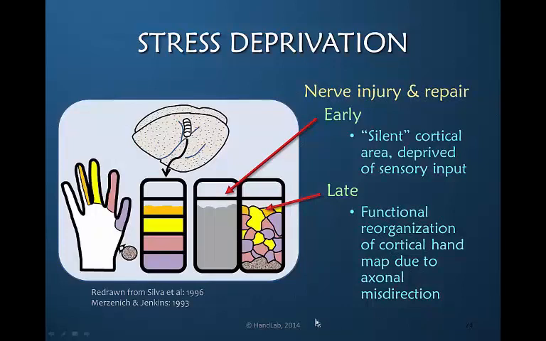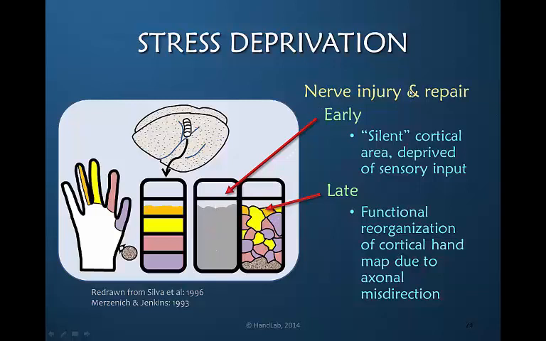This drawing from Silva and colleagues from '96 shows us a representation of the response to nerve injury and repair. Here are the normal representation of the fingers within the brain, with these bars representing the colors that are on each finger. Early after the injury of a nerve, there's no information. Everything's silent. There's no sensory input.